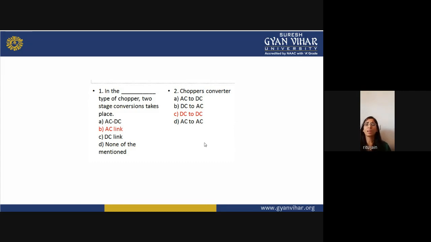Now the second question is: what does a chopper convert? AC to DC, DC to AC, DC to DC, or AC to DC? It is simple: a chopper is a DC to DC converter. It converts a fixed DC voltage into a variable DC voltage.